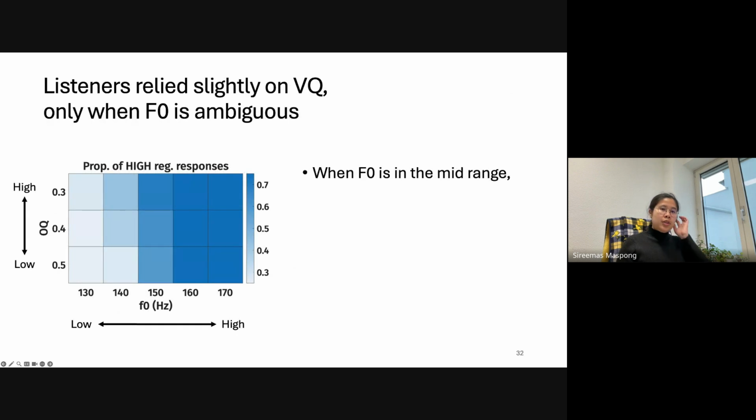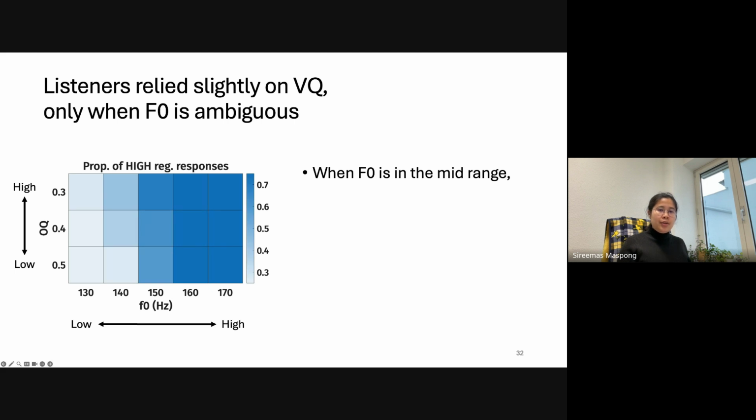So then we move on to the part where we say that voice quality and F1 is used only when F0 is ambiguous. So we have a new plot here. This is a heat map that shows 2 dimensions. So this is the F0, the same, which is from low F0 to high F0. And for the open quotient, we have the high open quotient to the low open quotient at the top here, where the high open quotient represents low register, and here represents high register.